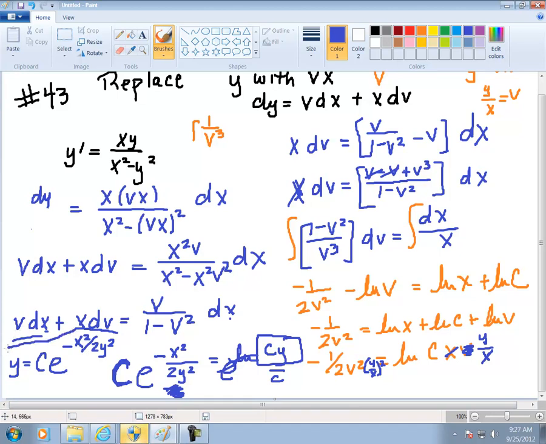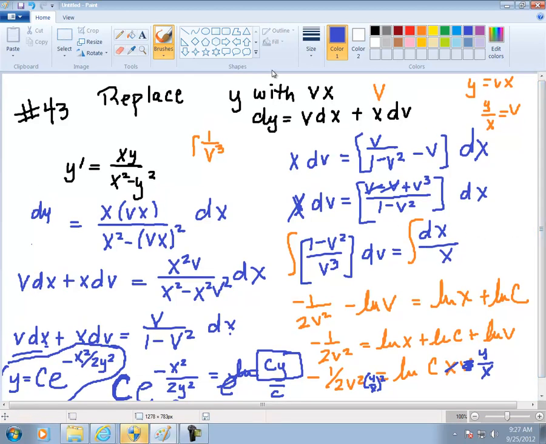my final answer. All right, so that's how we use the homogeneous to solve. Basically, we do the substitution, y with vx, and then dy with v dx plus x dv.